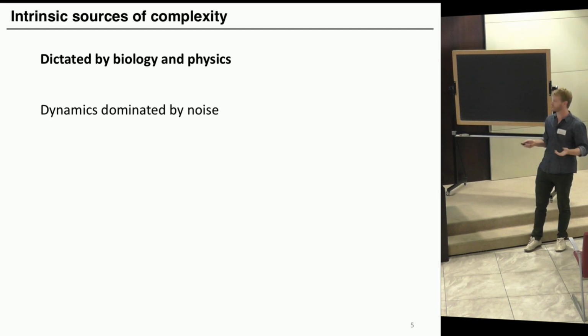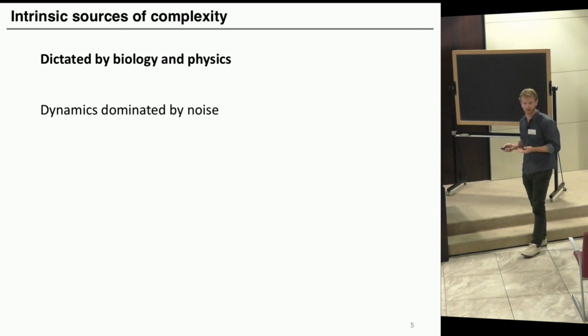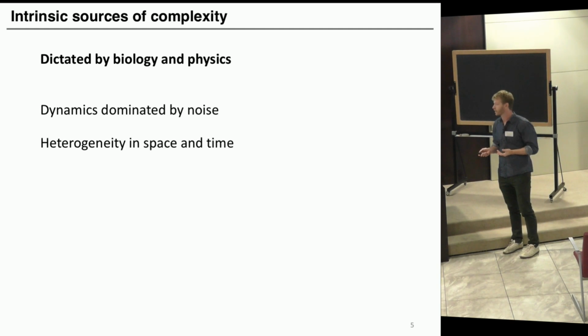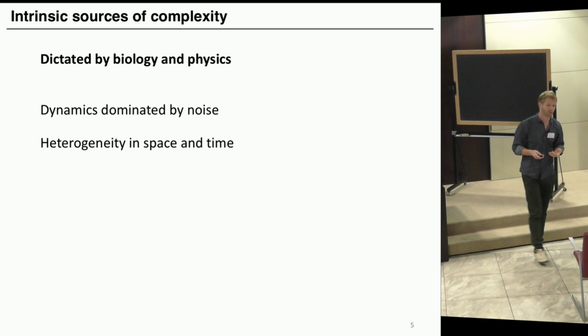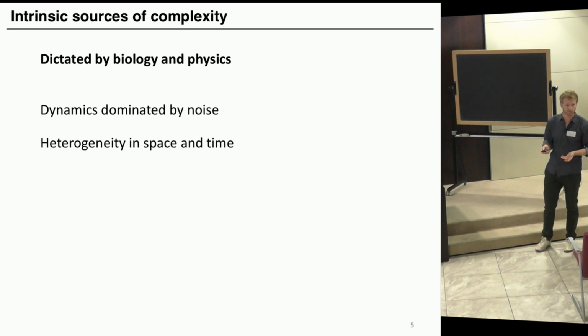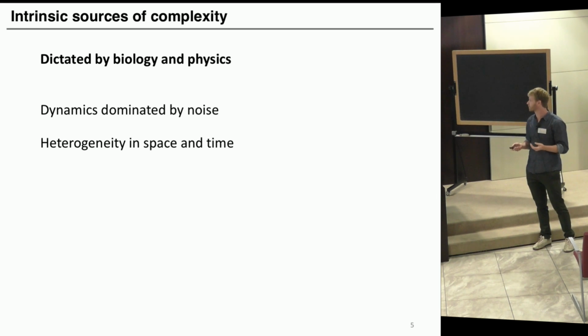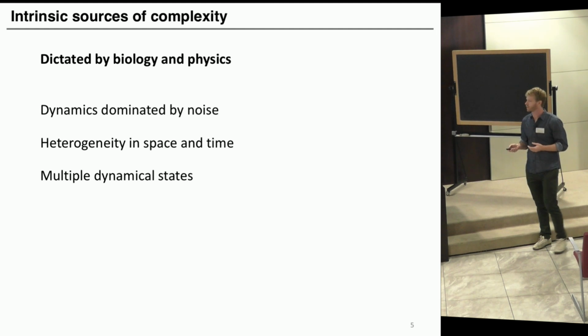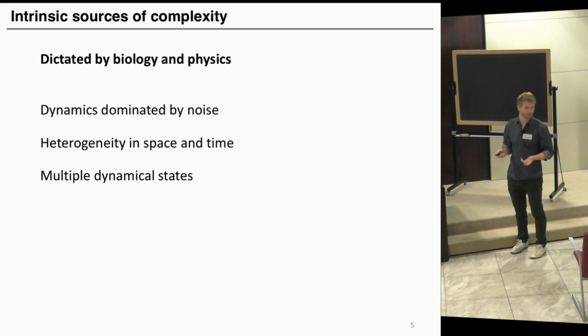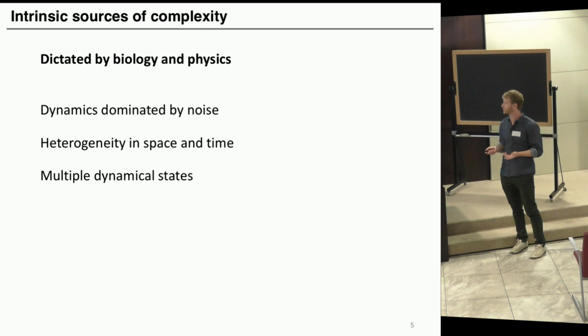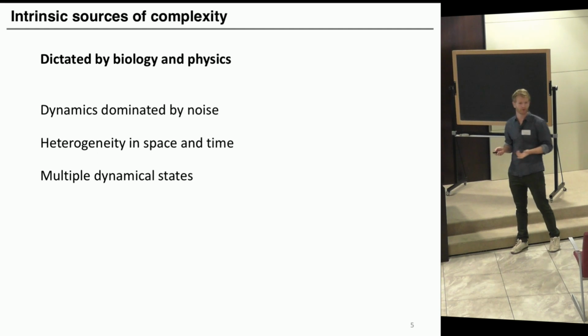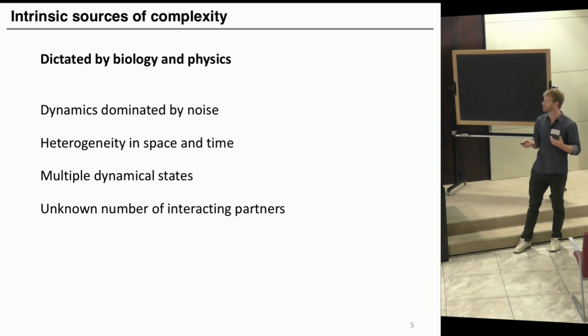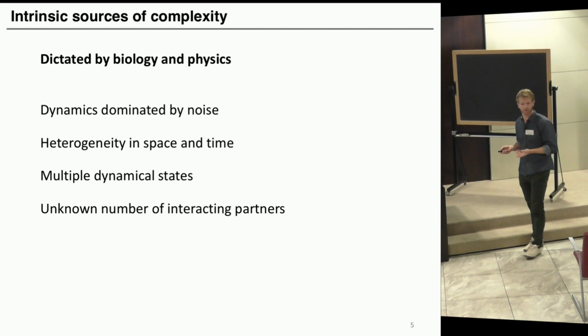So the dynamics we're looking at is basically noise-driven. It's dominated by noise. It's random walks. The cells are both spatially and temporally heterogeneous. So they change over time, change with space. We might have multiple states of the molecules you're looking at, so they may change conformation, they may interact. We don't a priori know how many partners are interacting, what goes on really.